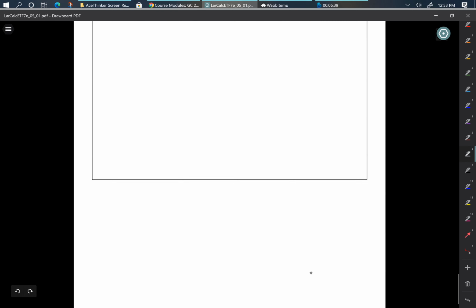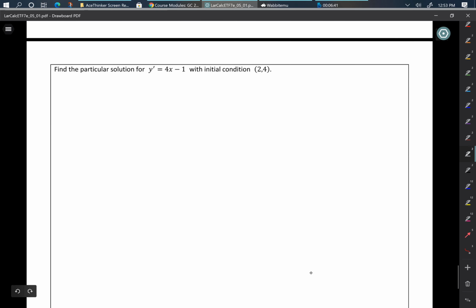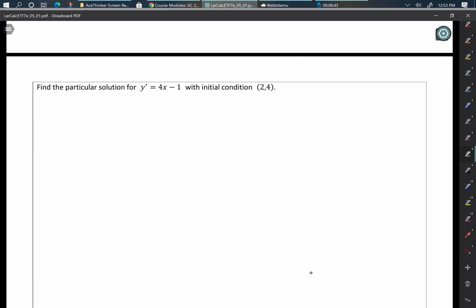Okay, we're going to try this again. We're going to find the particular solution for this, and this will be our last example. We'll be done with section 5.1. Find the particular solution for the first order differential equation y prime equals 4x minus 1 with the initial condition (2, 4).